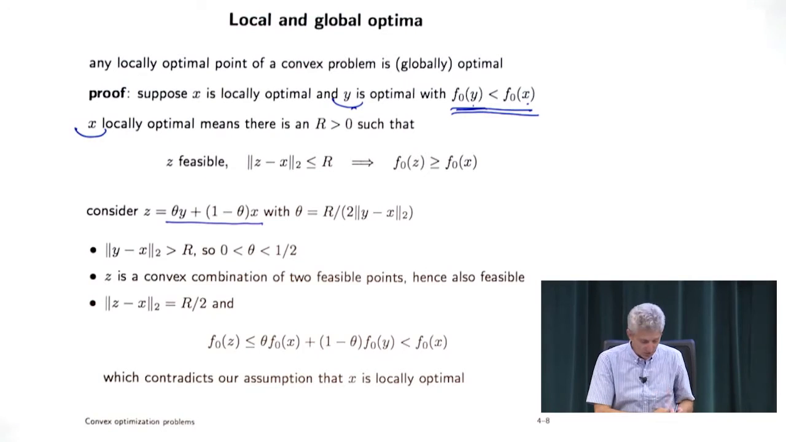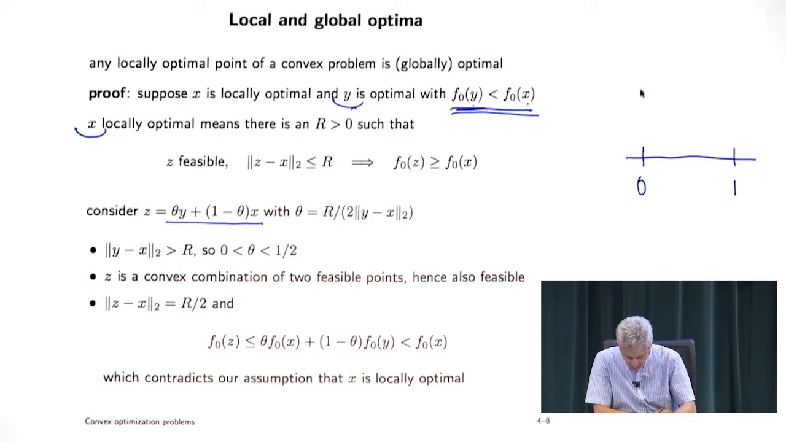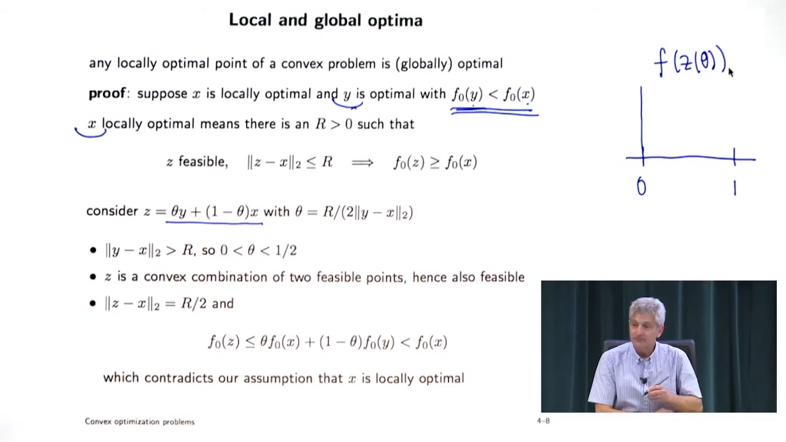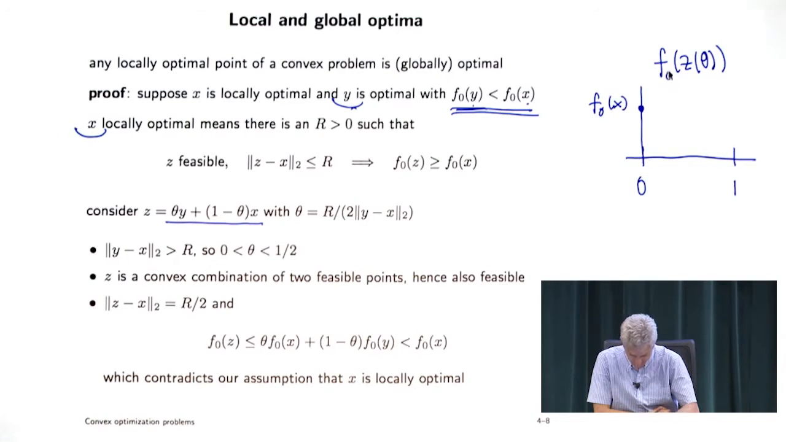Let's just plot f0 as a function of theta. Well, it's going to look like this. Here's theta equals 0. Here's theta equals 1. When theta equals 0, I'm going to plot f of z, and z in turn depends on theta. So if I take 0, then that corresponds to z equals x, and I get some f of x. So there we go. That's f0 of x here. Okay? Then I look at 1, then z is y. And I take that. And by our assumption here, it's smaller. So this is f0 of y.